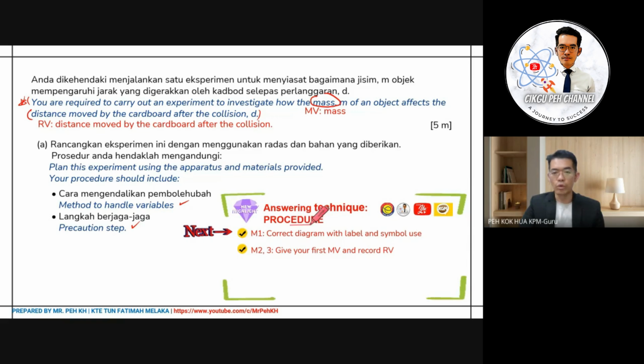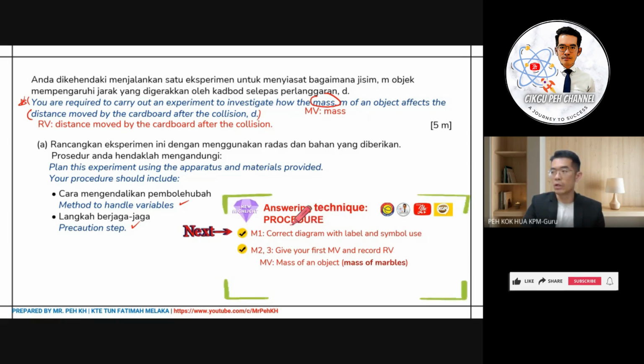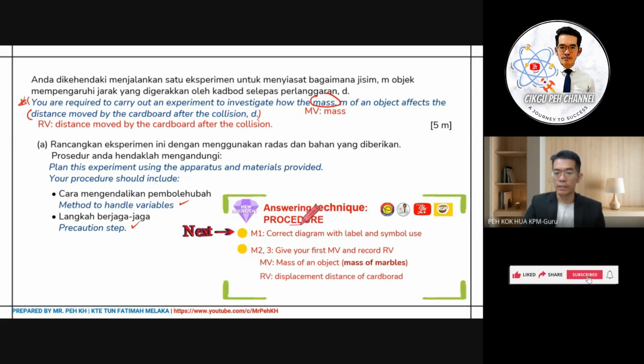Then second and third, you have to write your first MV and RV for the experiment. So the MV here, as mentioned, will be the mass of the marbles. So if you look at the material checklist, there are 3 different types of marbles with different mass going to be used in this experiment. Okay, so that means the mass will be our MV. Then you have to state the first MV, or the mass of the marbles you are going to use, as your first measurement. Okay, the RV here will be the displacement distance of the cardboard. So here we need to measure the distance movement of the cardboard.